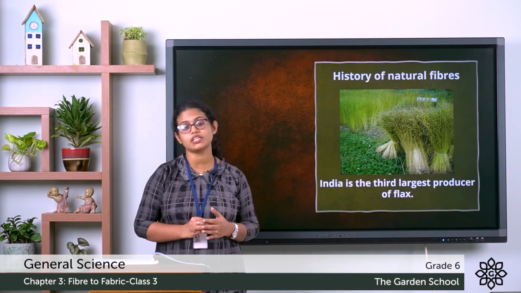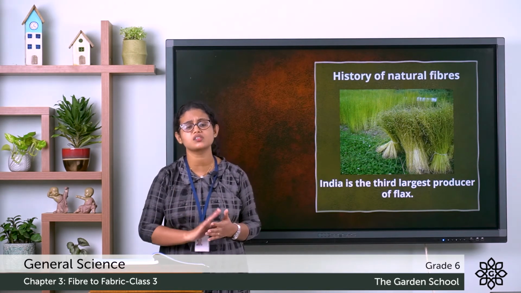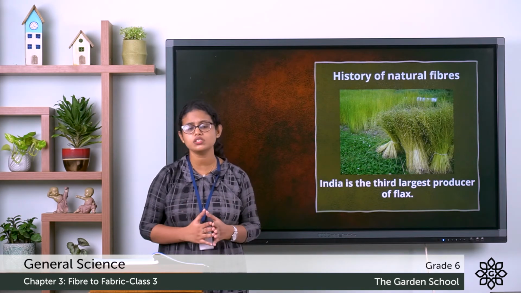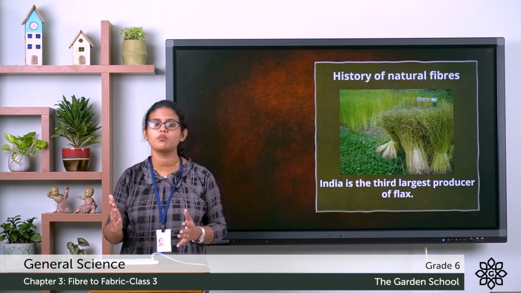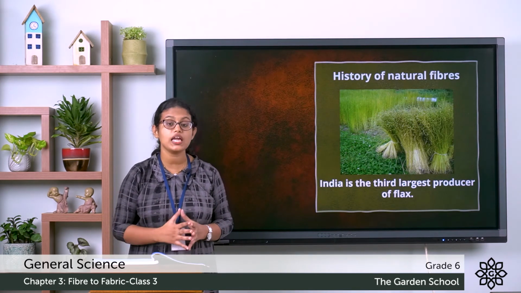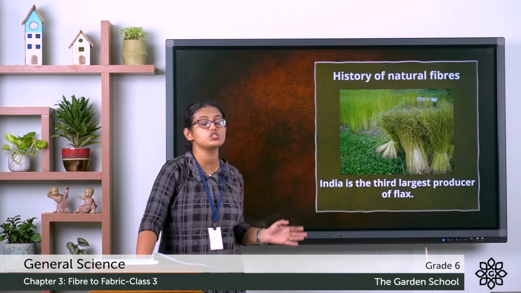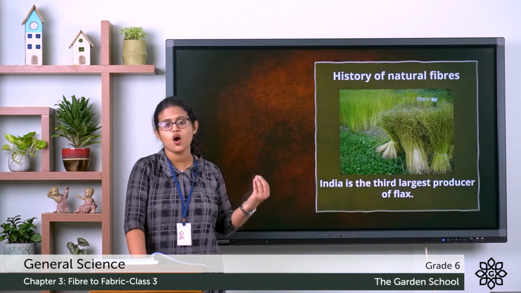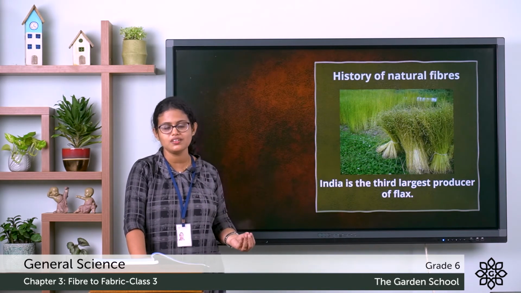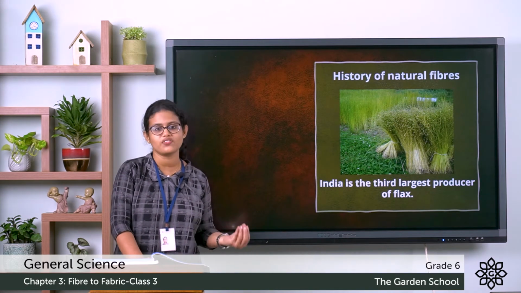It is believed that the fabric was first made in Egypt around 5000 BCE, that is, before Common Era. And India is the third largest producer of flax. So it is the oldest natural fiber that is used for making fabric.